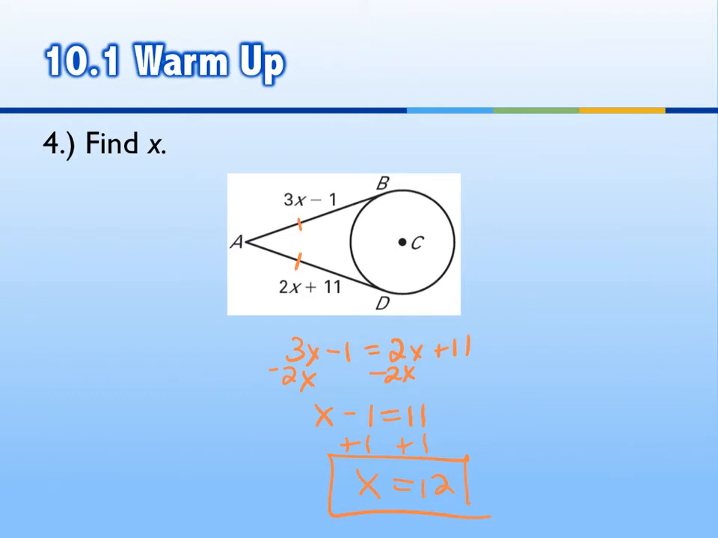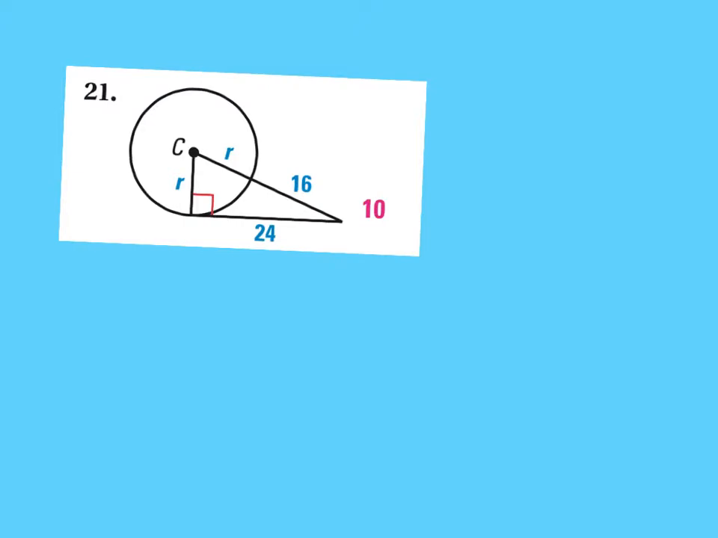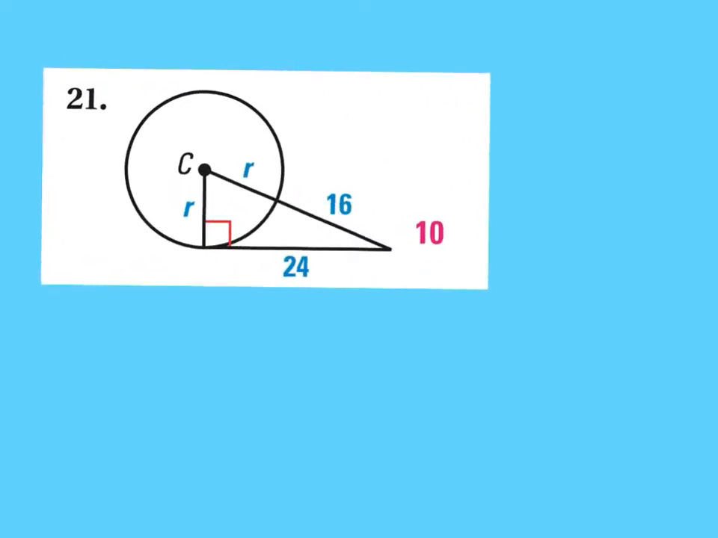Questions on any of the other overall stuff? 21 was kind of tricky, right? Because you didn't know either of those radii. If you knew one, then you would know the other one. But if I wanted to solve for r, it's still a right triangle. It's telling you that this is a right triangle. So I would say r squared plus 24 squared. Good. This whole thing would be r plus 16.